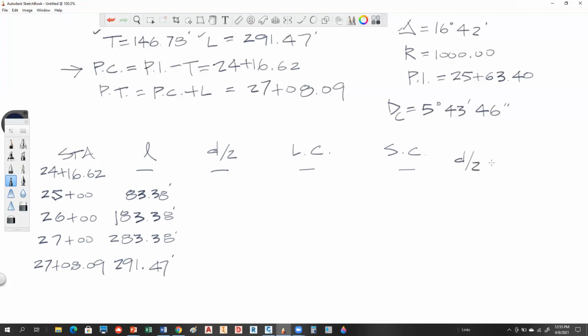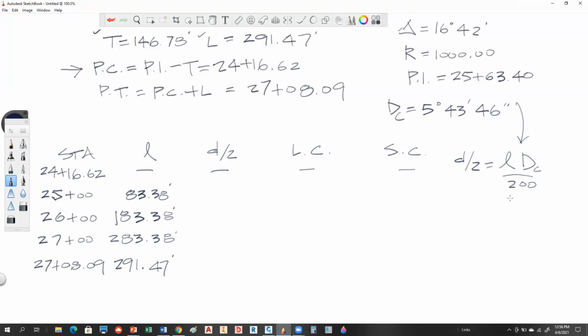D over 2 is equal to L times degree of curve divided by 200. So the only thing that's changing in this equation every time is L, because the degree of curve is a constant for this curve, right? And 200 is a constant. So what you can do in your calculator, you can take degree of curve and divide it by 200 and just store it, and then just multiply times recall to get those different numbers, okay? I can't do that on my calculator because I haven't figured out how to do storage, so I'm going to have to key it in each time. So let's do that first.